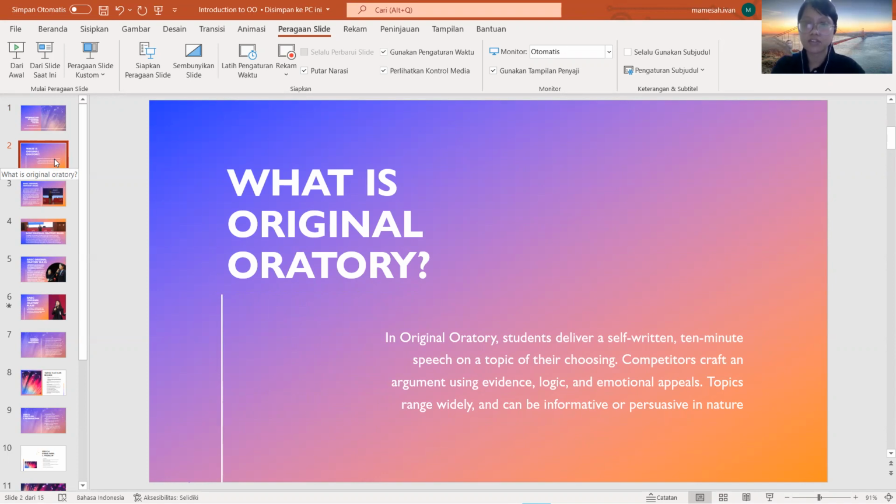And competitors should craft an argument using evidence, logic, and emotional appeal. Topics range widely and can be informative or persuasive in nature. So it is okay if you want to entertain the audience, it's totally fine, but you also need to understand and remember that the purpose of original oratory is to be informative and persuasive.